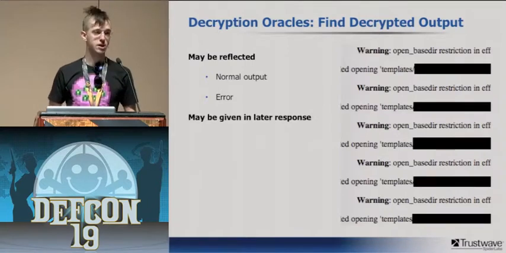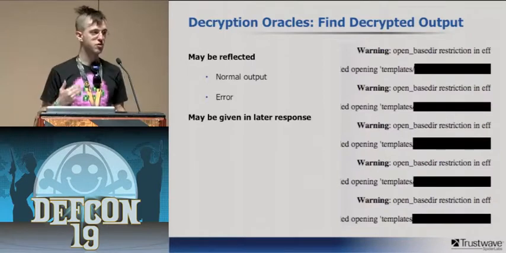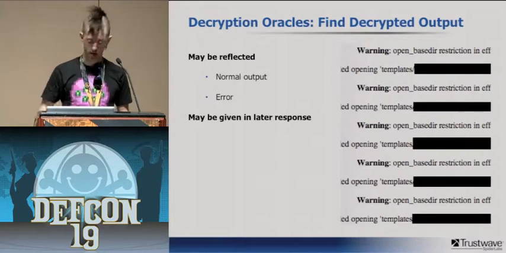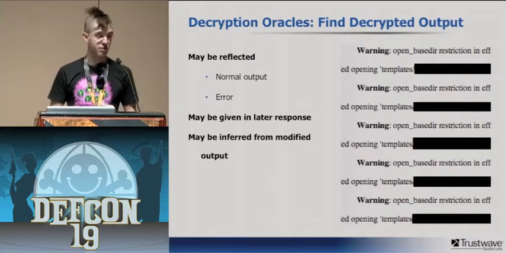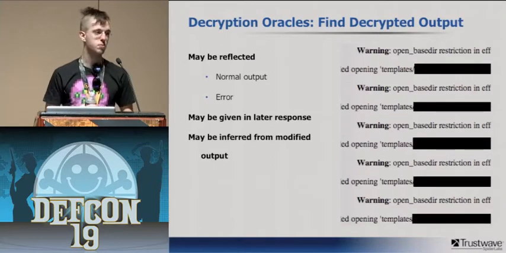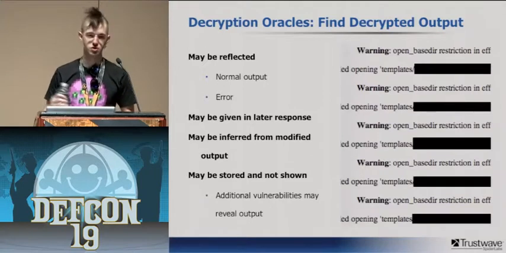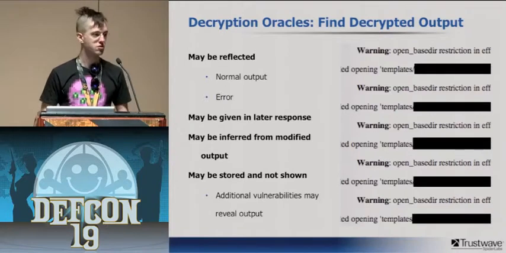So it might be given in a later response. Your data might be processed and then put somewhere where it's not going to be given back to you immediately. You need to find it somewhere else. It might be inferred from modified output. So maybe based on what the plain text is, you are getting different things. It might be stored and not shown. Encrypted data is often written to files or into databases.